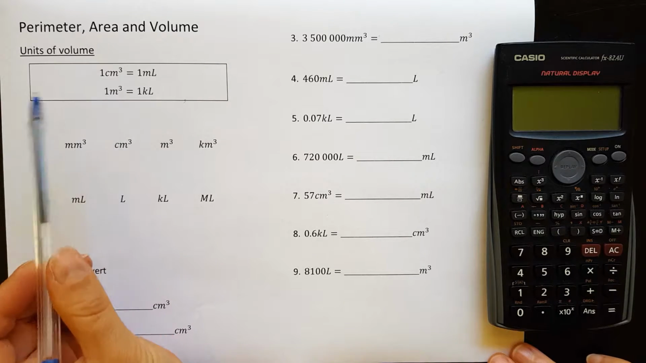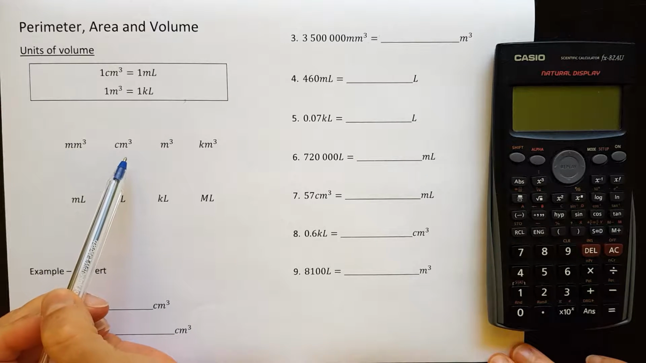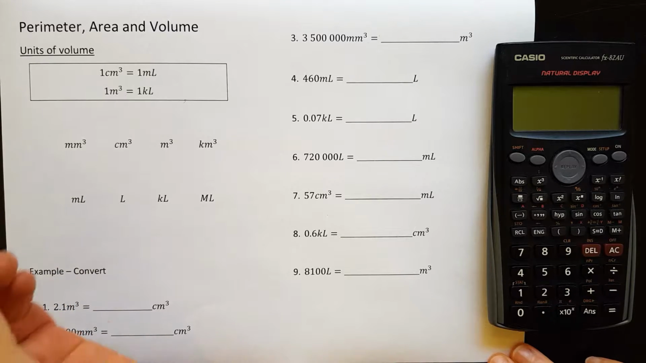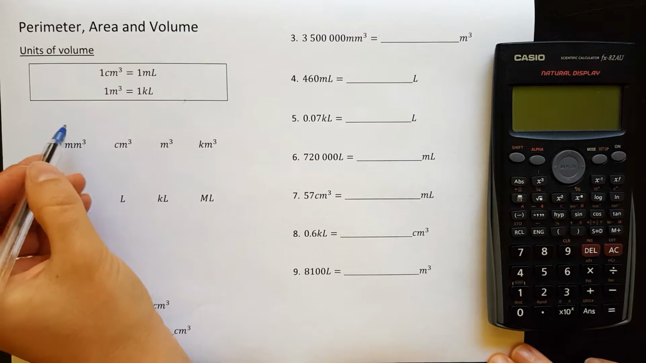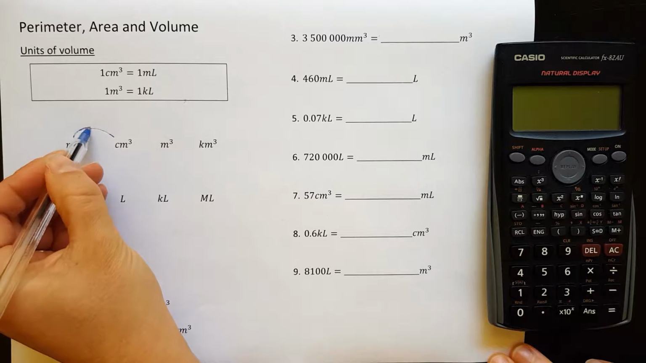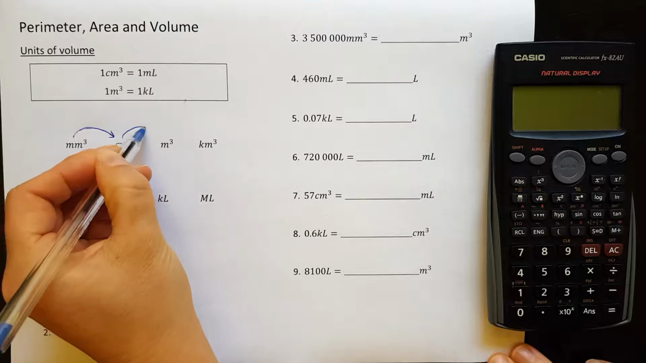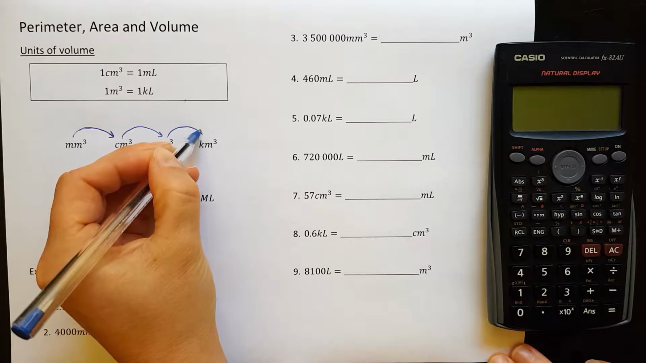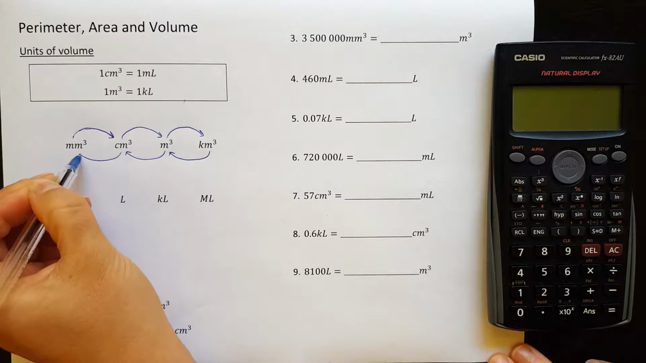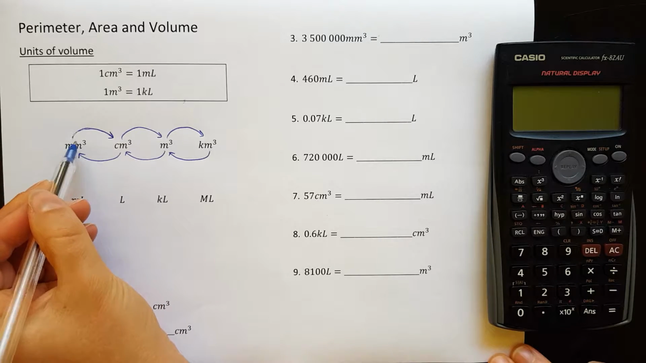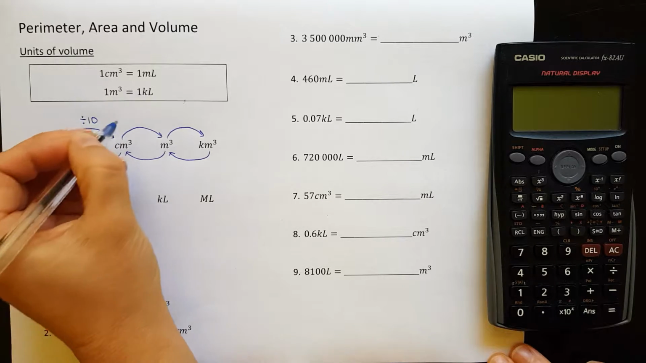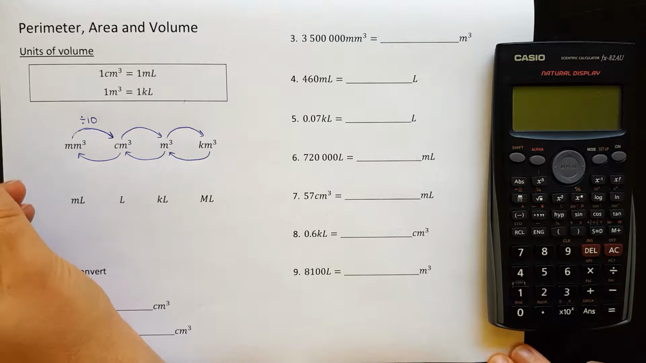Before we talk about this box, I just want to look at this little diagram down here. We looked at converting units of area before and just normal millimeters, centimeters, meters and kilometers. And we did a little diagram like this one. So normally when we convert from millimeters to centimeters, we divide by 10. Just forget about the cubed part for a second.